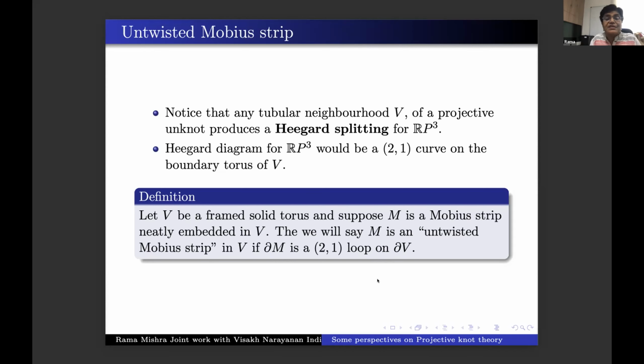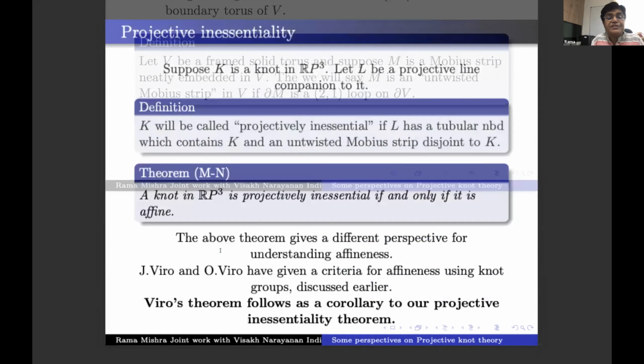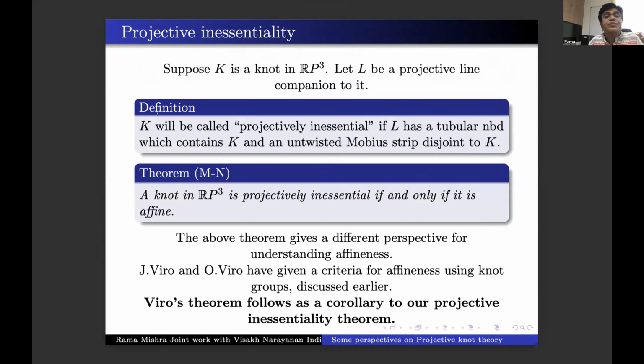So how is this used? Suppose you take a knot K in RP3, and L is a projective line, what we call a projective unknot, which is companion to K. Choose one of the projective lines which is companion to K. Then we say that K is projectively inessential if L has a tubular neighborhood which contains K and an untwisted Mobius strip which is disjoint from K. Now this concept helps us in proving things.